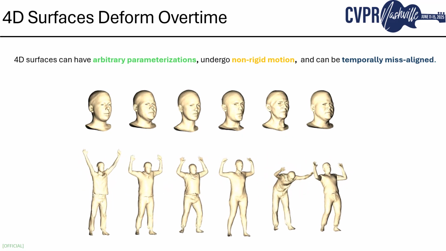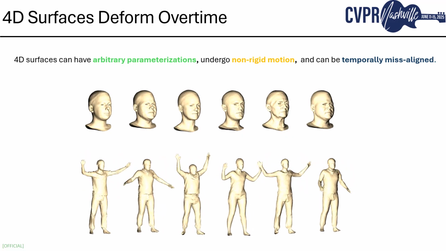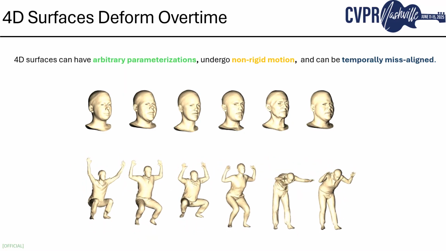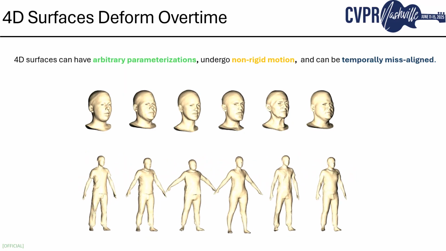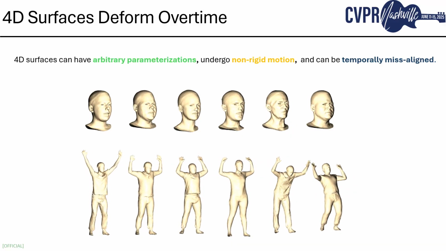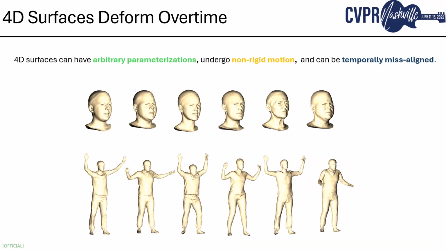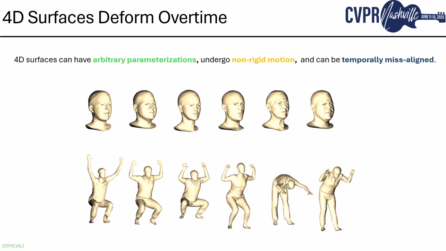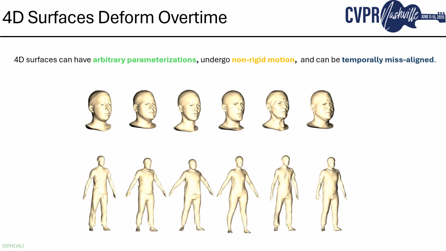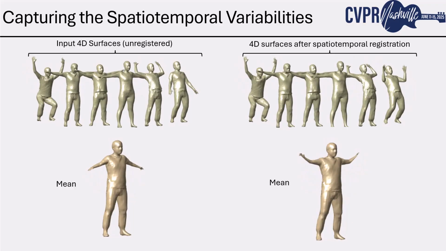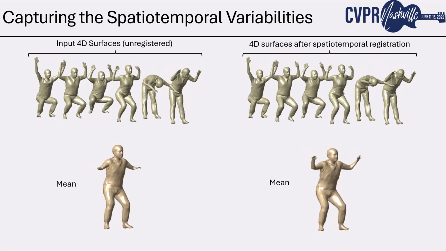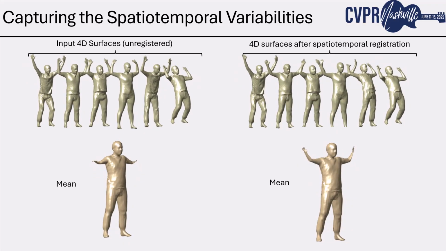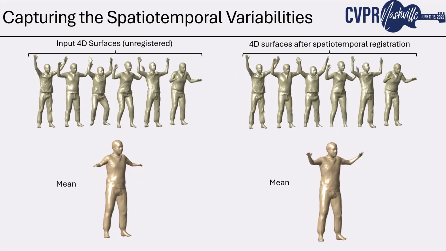4D surfaces are composed of 3D subjects that deform over time as a result of internal and external factors. For instance, human faces deform while talking or performing facial expression, and human body shapes deform as a result of actions or motions. Our goal is to develop a mathematical framework that is able to spatiotemporally register the set of 4D surfaces using statistical shape models.